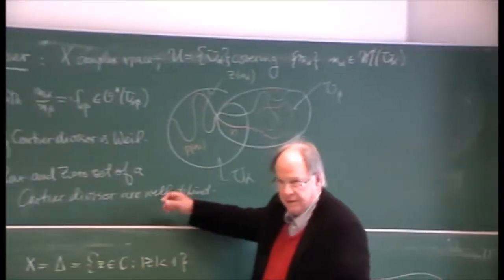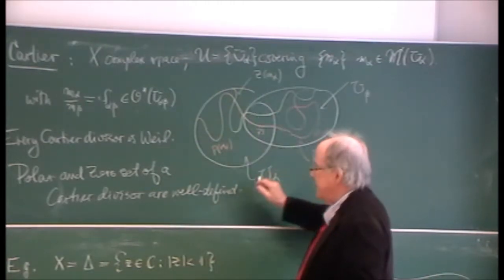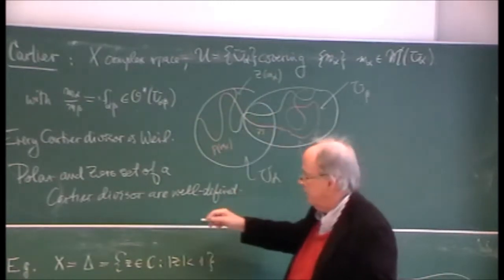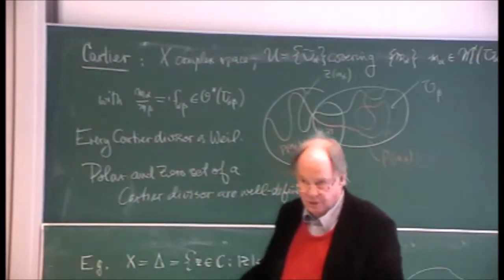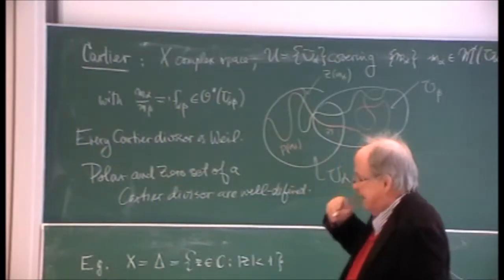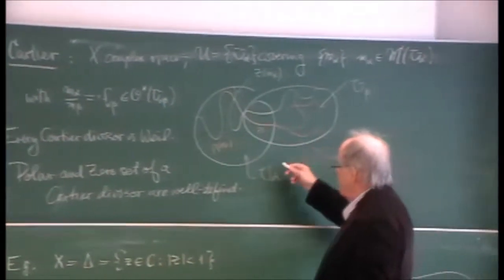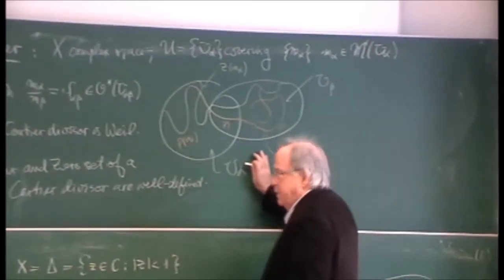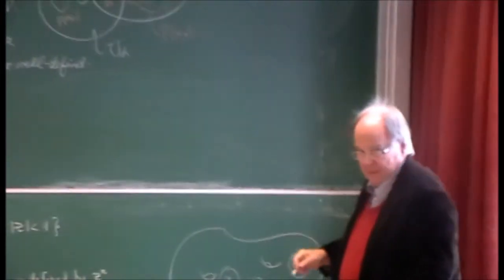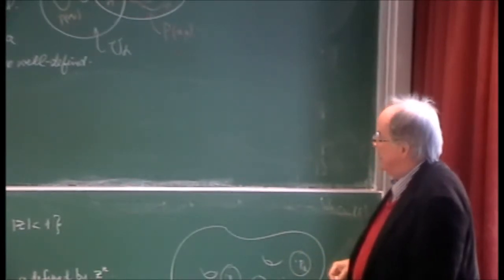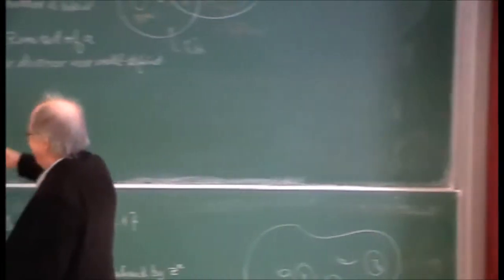Is it clear what I'm saying here? If you have one of these divisors which is defined locally like this, then the polar set and the zero set are well defined. You can stick them together. In fact, it does happen all over the place, except in dimension one. Okay. And now recall the example, please.